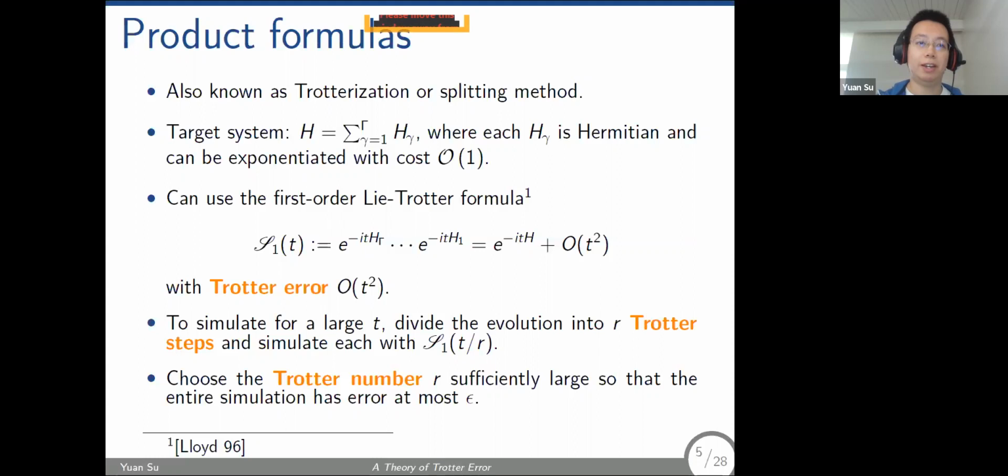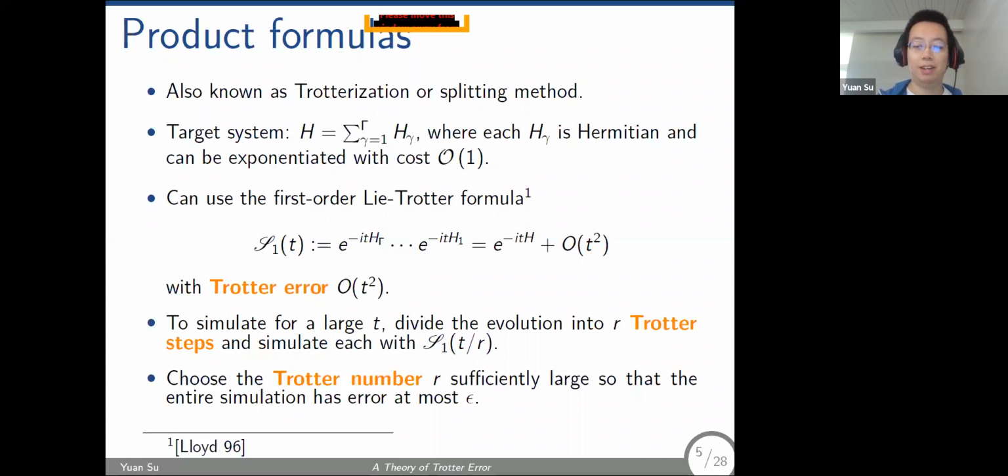In any case, the assumption here is that we have a target system, H, which is given as a linear combination of terms. So you have H, which is a sum over gamma of H gamma. And then you assume that each term can be directly exponentiated on a quantum computer. So for example, it could be a local Pauli operator. You can directly exponentiate that using elementary quantum gates.